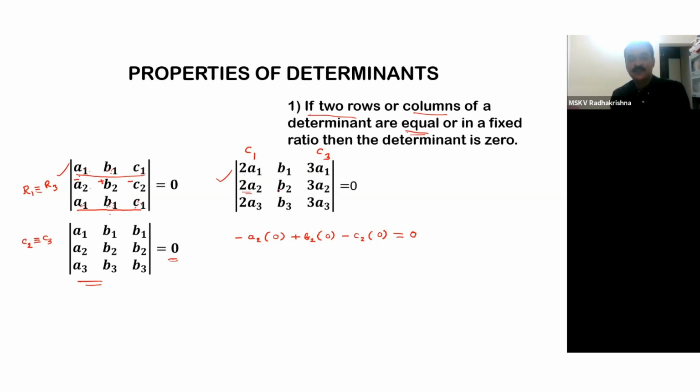Second elements are 2A2 and 3A2. Ratio is 2A2:3A2. What is it? 2:3. And what is the ratio of the third elements? 2A3:3A3. That is 2:3. So we say that the first column and third column are in the ratio 2:3. Then also determinant is 0. You can prove it in the same way. If you expand using second column, you will be getting all subdeterminants 0. So determinant is 0. Okay. This is one property of a determinant.